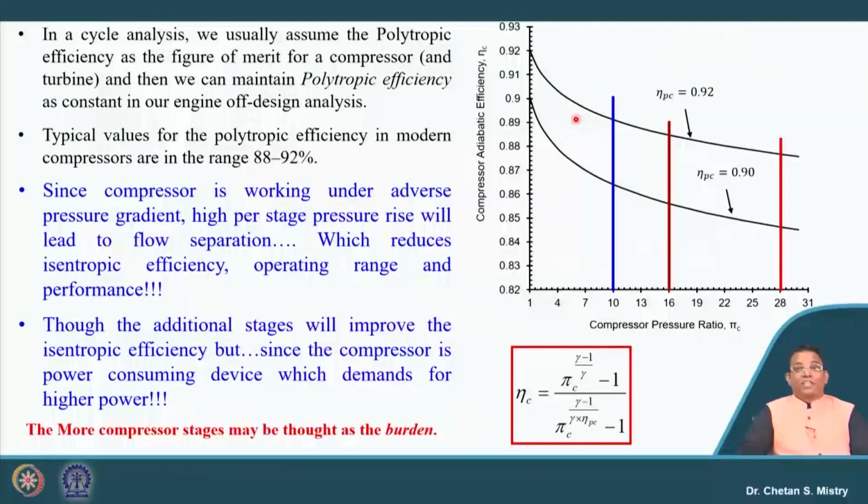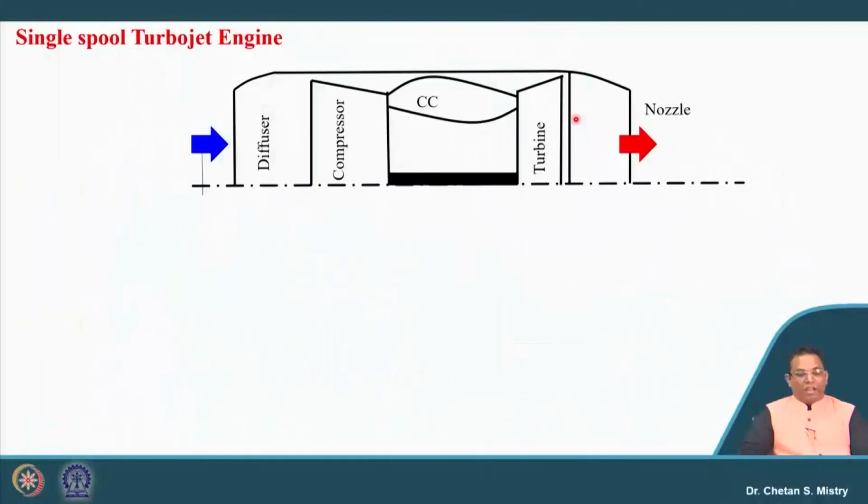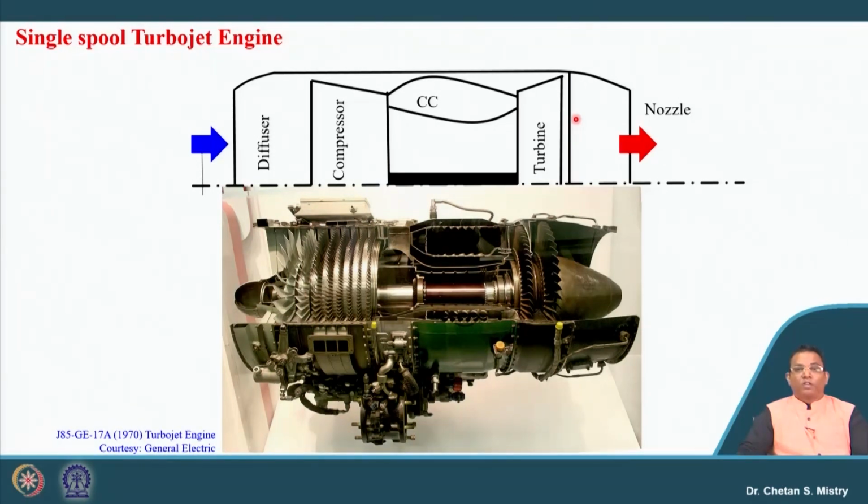When we discuss the turbine, you will be surprised with what we get. We will discuss this part again during the discussion of the turbine. Now let us move to the next. This is what we were discussing about the single stage turbojet engine, and now we are focusing on our next component, the combustion chamber.